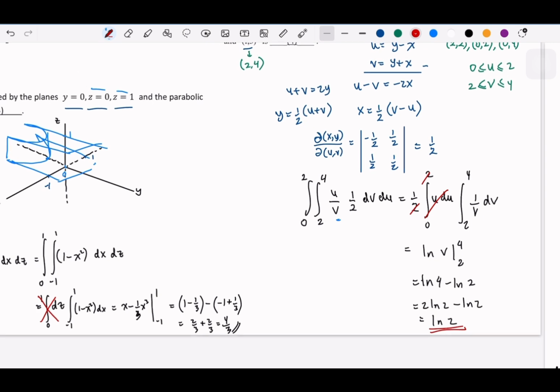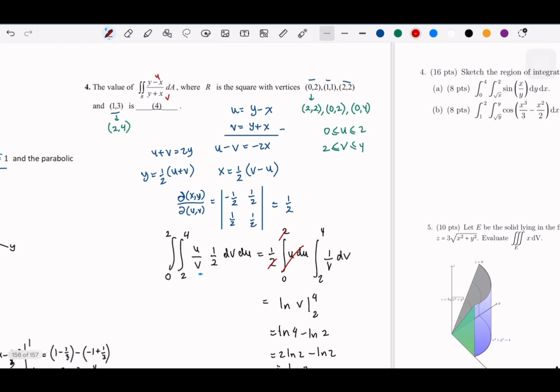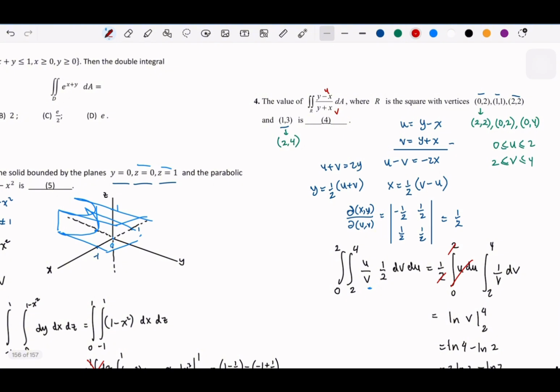Okay, so far so good. Oh, I have another one, more interesting.